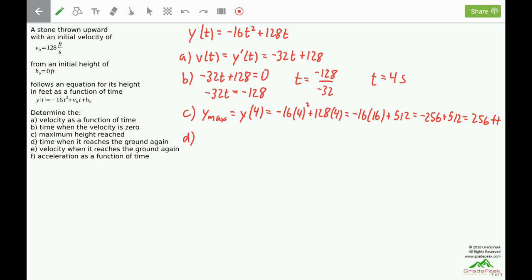Part D, the time when it reaches the ground again. The ground is defined as a height of 0, and therefore we want the height as a function of time to equal 0, so negative 16t squared plus 128t set equal to 0. This can be factored. There's a common factor of a negative 16 and a common factor of a t. If we factor that out from the first term, we end up with t. From the second term, 128 divided by negative 16 is negative 8. And the t has been factored out.